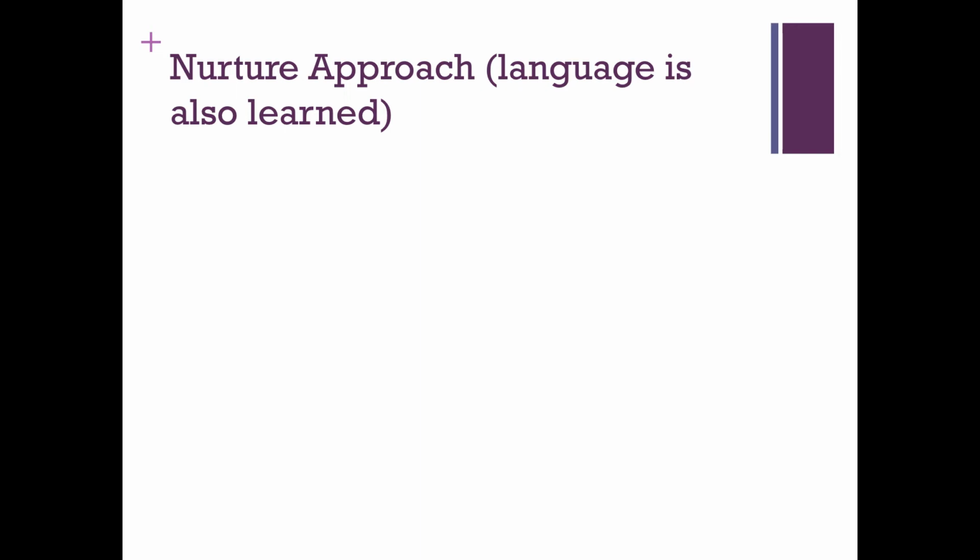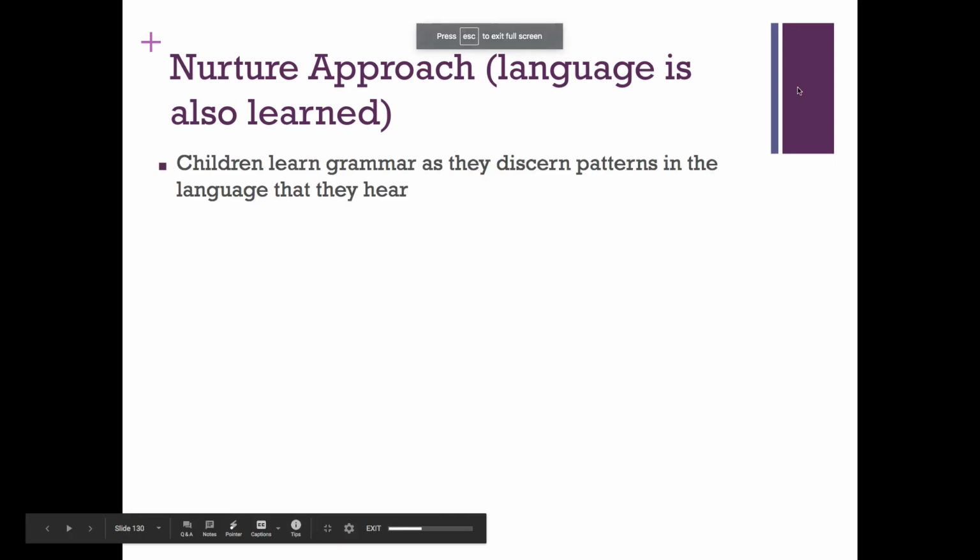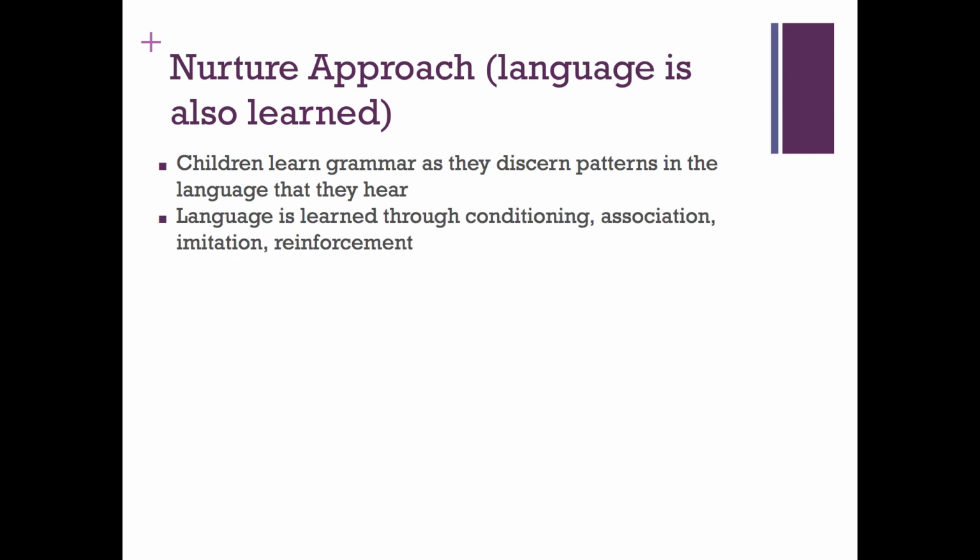But even Chomsky agrees that nurture matters as well. Okay, so again, we're not born with a built-in specific language or with a specific set of grammatical rules. As children grow and learn grammar, they discern patterns in the language that they hear. Language is learned through conditioning, learned associations, imitation, reinforcement. In other words, adults will reinforce correct speech in children. Children will learn to associate sounds with objects and actions and events by imitating other people.